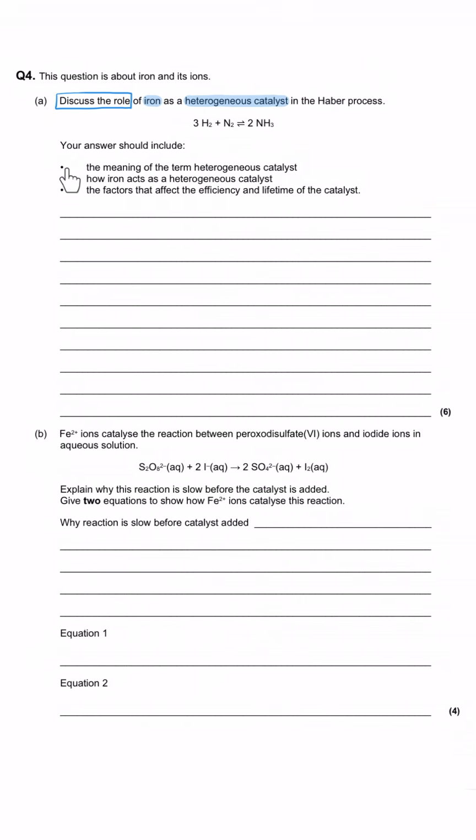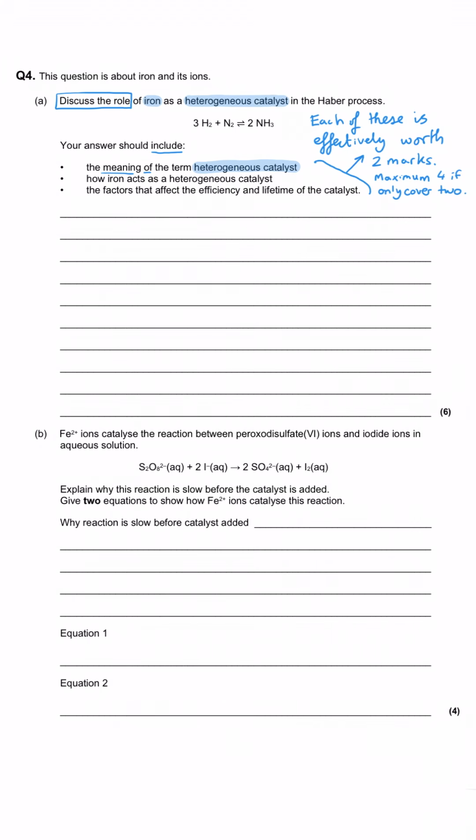And we've been commanded to include 3 things in our answer, and this question is worth 6 marks. So, as a rule of thumb, we could think of this as being worth 2 marks per section, and that's approximately correct. The first bullet point tells us to explain the meaning of the term heterogeneous catalyst.